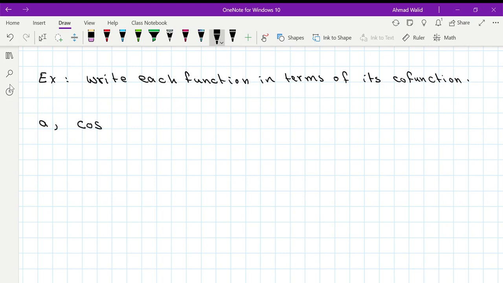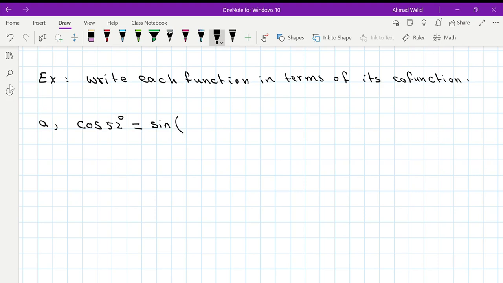cosine of 52 degrees. I want to write this function in terms of its co-function. First of all, equal sign. What is the co-function of cosine? Of course, sine. Now, parentheses.